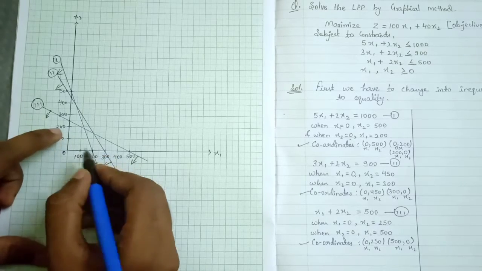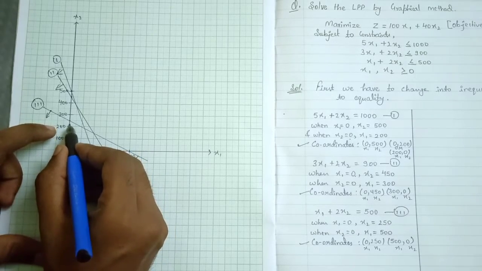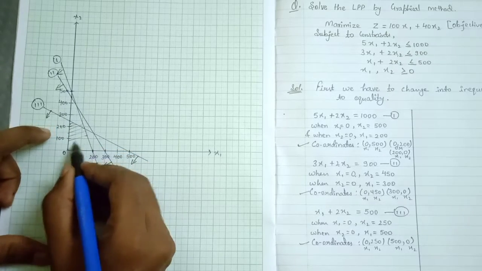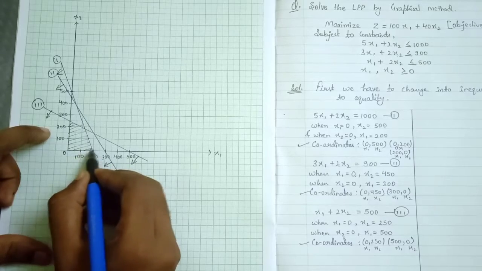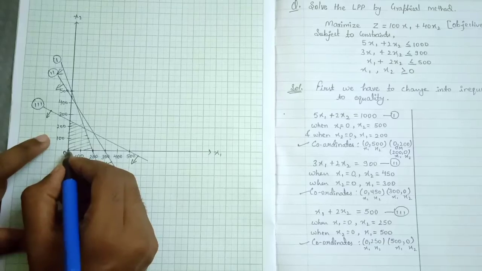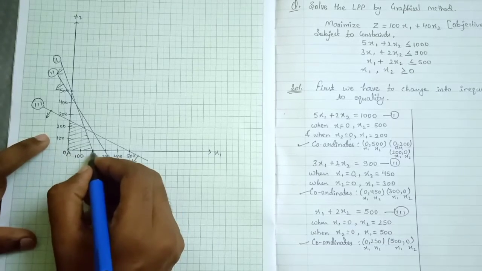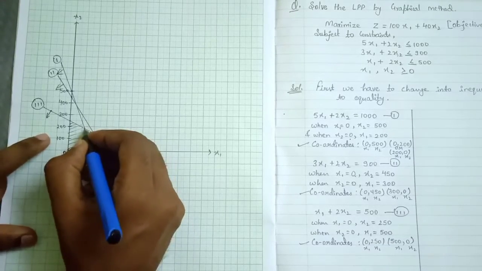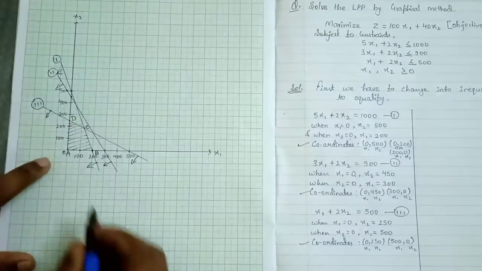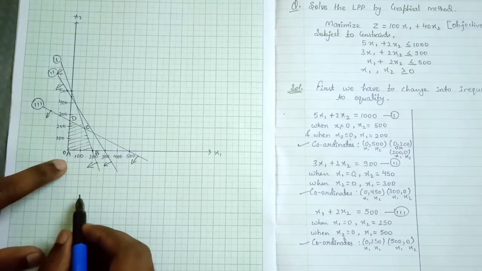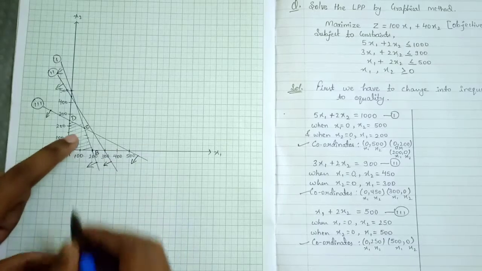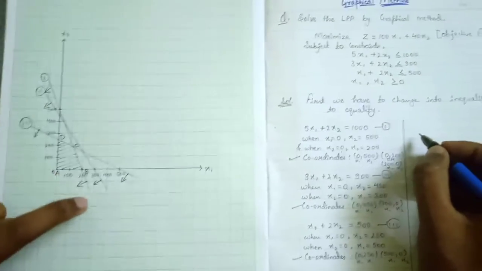Common region means this, see here. You can see that this is the common region which we got by plotting these points. These are the 4 points, named A, B, C, and D. We got the 4 points, and this is the center portion which we got, and we have to write here.